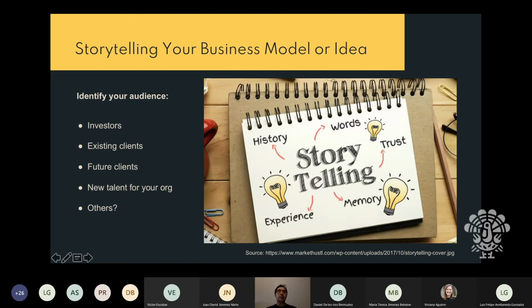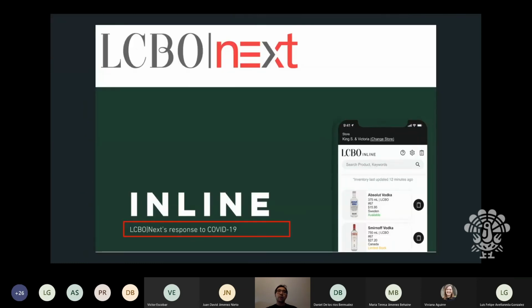Even for new talent, right? If you want to hire a new team, especially younger generation of teams, they want to know why things are done. They want to know what's the impact. And really the most effective way is storytelling, right? Not Gantt charts.